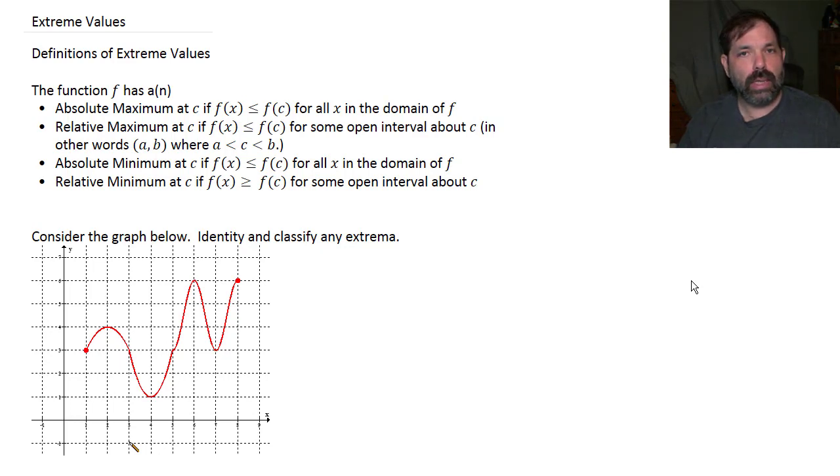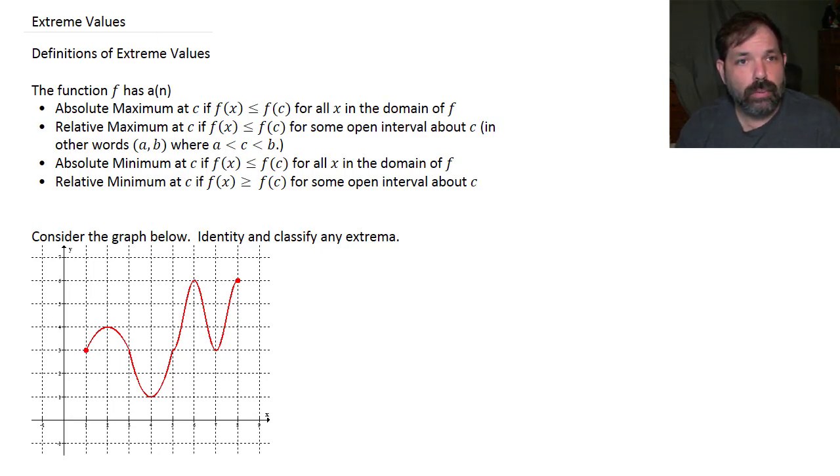So first, let's talk about the different types of extreme values. We have what are called absolute extrema and relative extrema. Now, some textbooks are going to call them global instead of absolute and local instead of relative, but they mean the same thing. So here's what we will say.